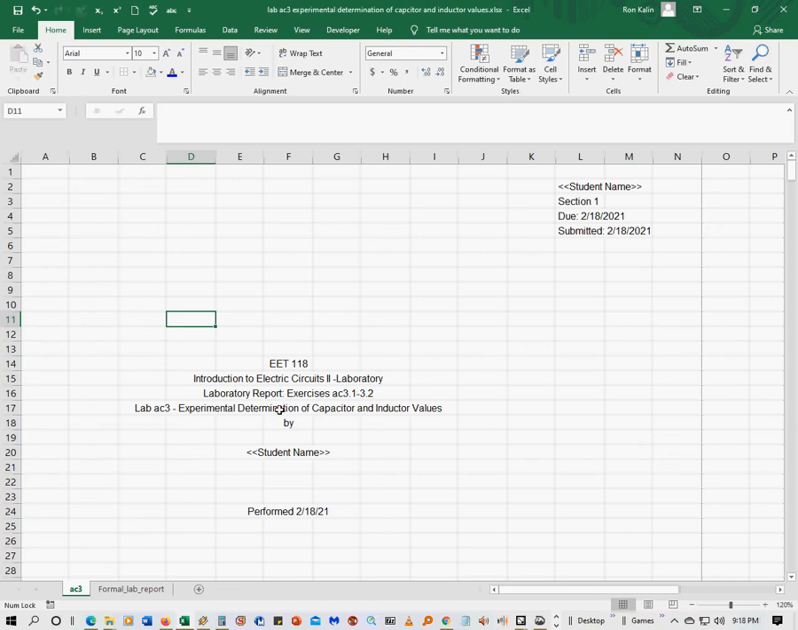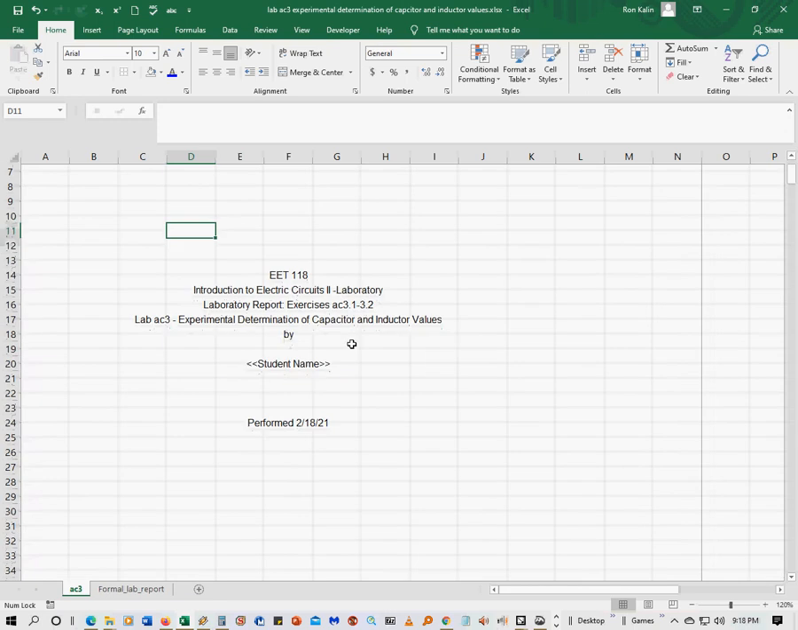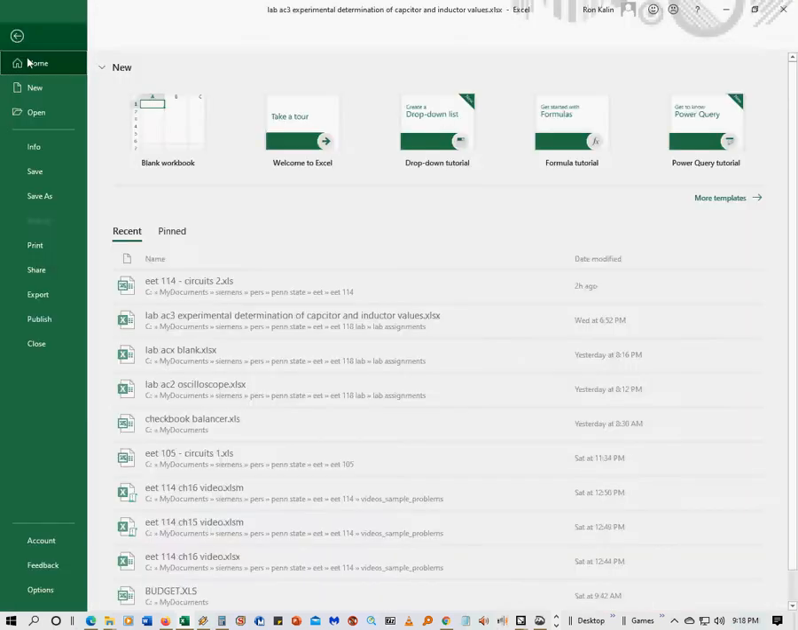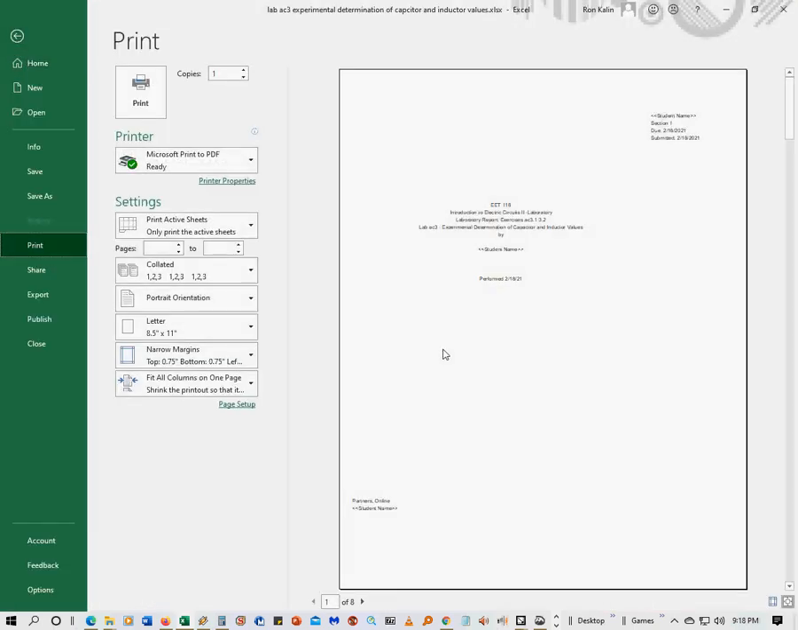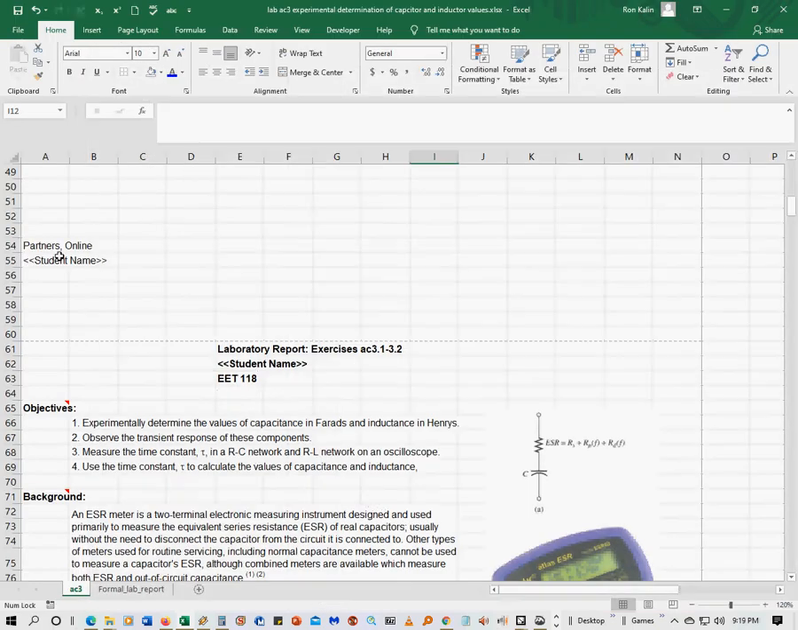This is a formal lab, and I put the cover page on here. It looks like this. If you look at the print preview, this is what it looks like. It's not exactly centered, but I can fix that. Okay, so I fixed that. And then if you have a partner, which you are not going to have if you're online, but if you're actually in the lab, you will have a partner.